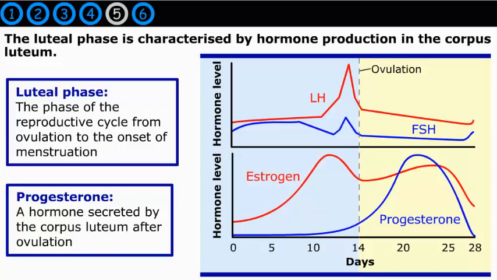If pregnancy does not occur, the corpus luteum disintegrates, and the hormone levels drop. The low progesterone and estrogen levels affect the blood supply to the lining of the uterus, which is shed during the monthly period. If pregnancy occurs, the corpus luteum does not disintegrate, and the wall of the uterus is not shed at the end of the cycle.